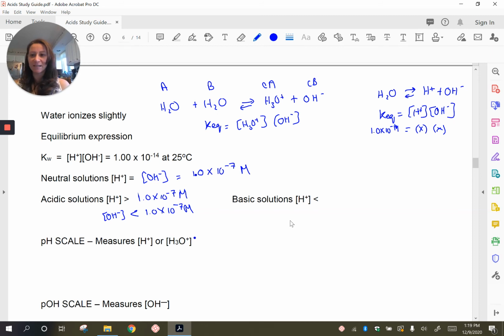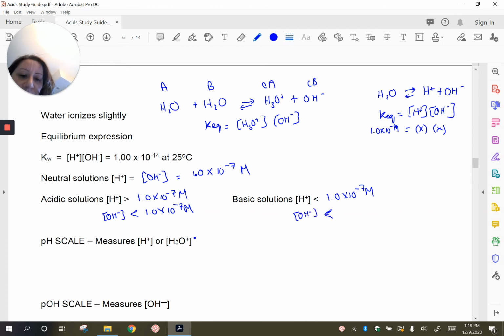Well, what if it's a basic solution? If I take water, where you have both the H plus and the OH minus concentration equal, and I add some base, the base is going to accept some protons. So it's going to take away some of the H pluses that are in water. And so my H plus concentration is going to be less than 1.0 times 10 to the negative 7th molar. And my OH minus concentration is going to be higher than 1.0 times 10 to the negative 7th molar.